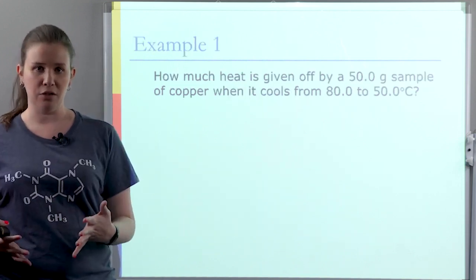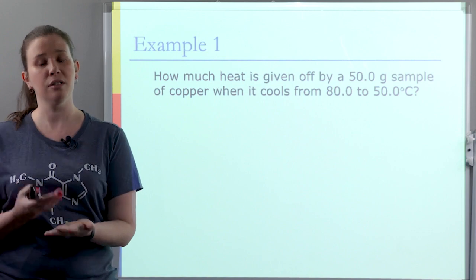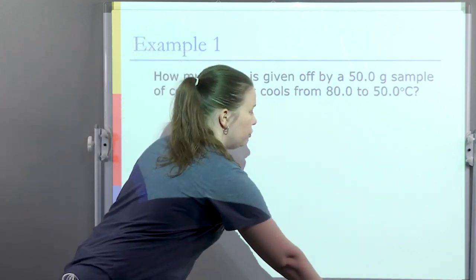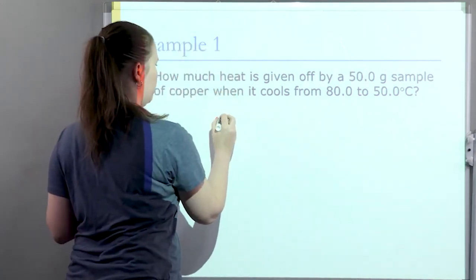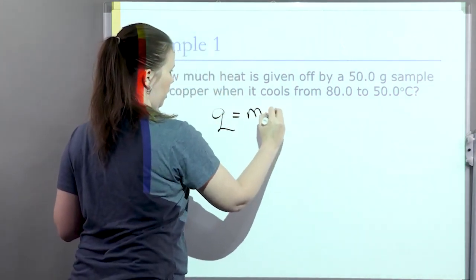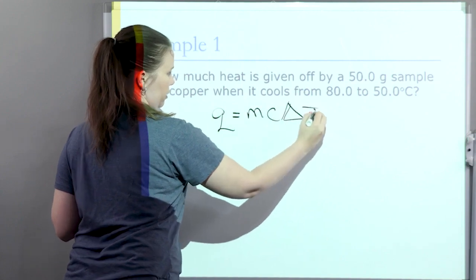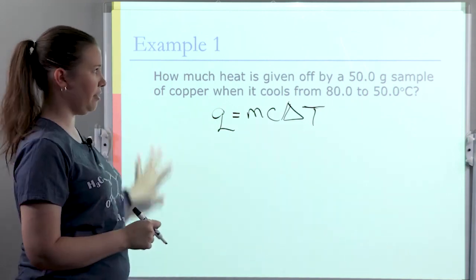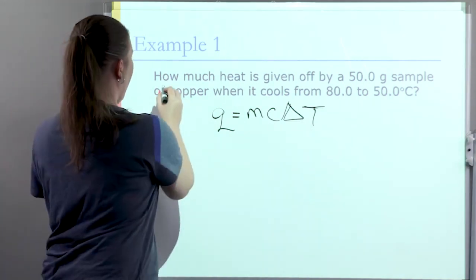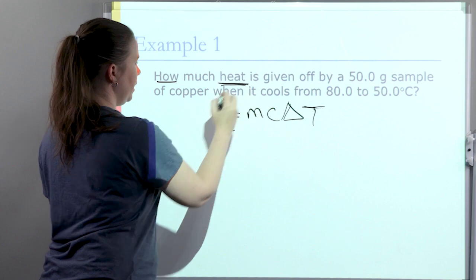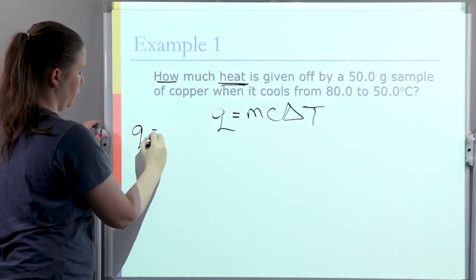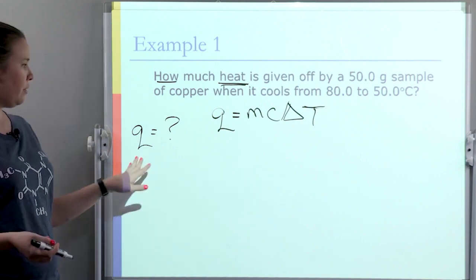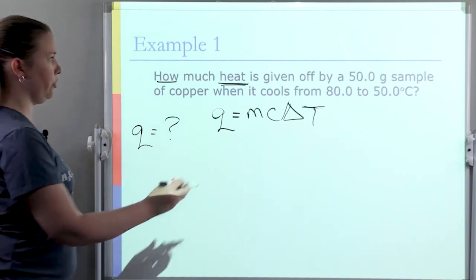So now that we kind of have an understanding of what specific heat is and what the difference between temperature and heat is, let's try a problem. So the first thing I'm going to do is write my formula. Q equals mc delta T. So that can guide us a little bit as we go through the formula and identify our variables. So how much heat? Heat is the variable Q. And if it's asking what's the heat or how much is the heat, that's my unknown. So I've got my Q question mark.